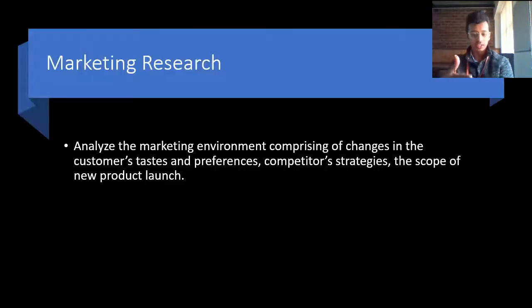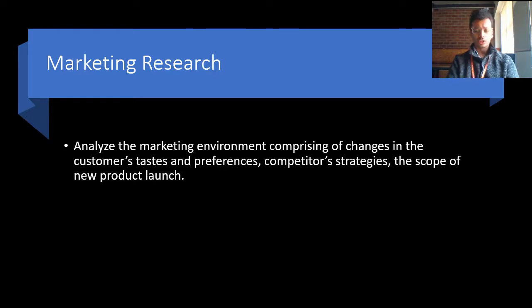The third source of information within a marketing information system is called marketing research. This involves a lot of steps to analyze changes in customers, changes in competitor strategies, and whether there is a requirement for a new product launch and so on. Marketing research has a lot of steps within it, which help us analyze any one particular situation. We will look into marketing research in detail in a while.